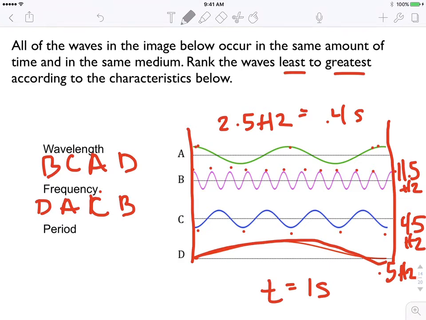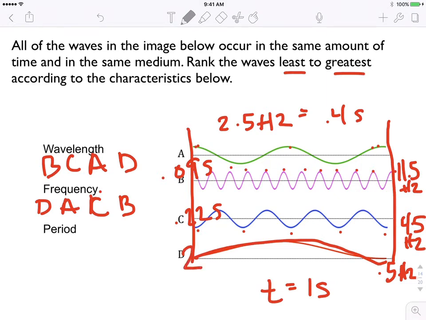And then 1 over 11.5, and we get 0.09 seconds, I'm rounding. Then we get 1 over 4.5, and we'll just go 0.22 seconds. If you're doing this on your calculator, you'll see what I'm talking about. And then we have 1 over 0.5, and that's 2 seconds.